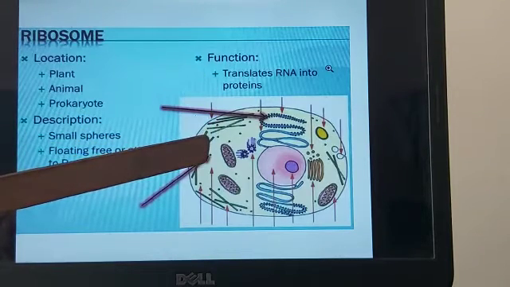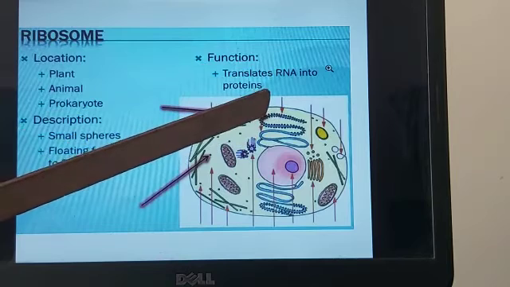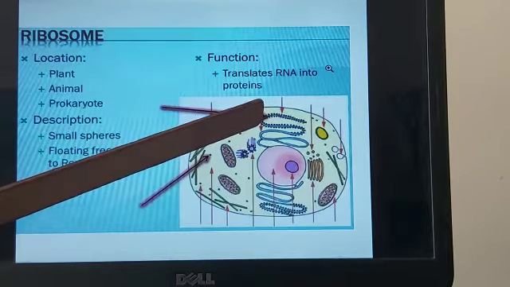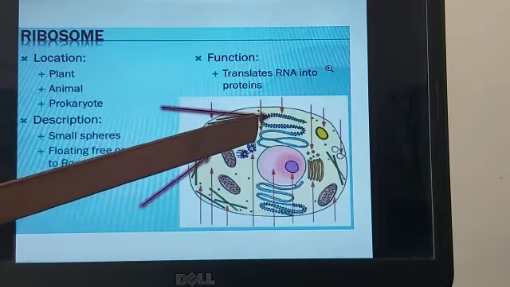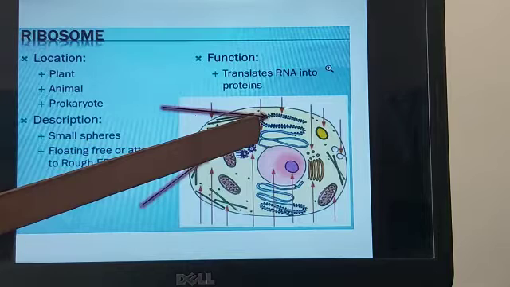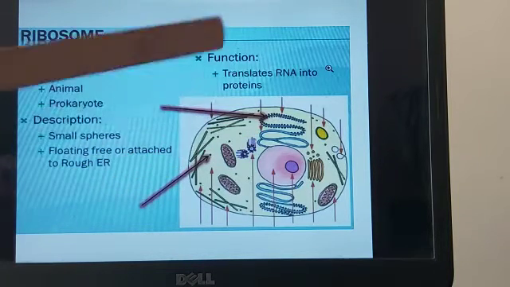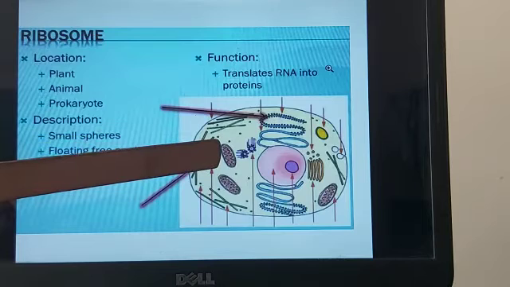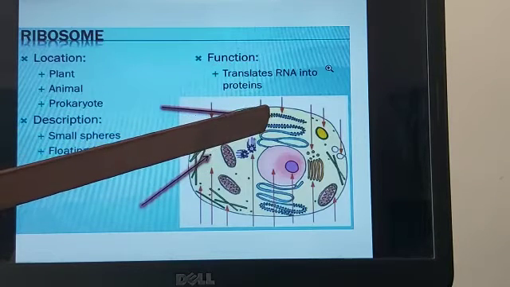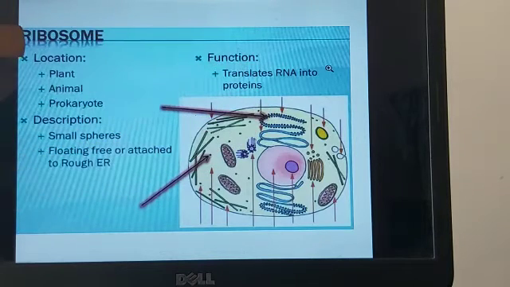This is a ribosome. The ribosomes are also present attached to the endoplasmic reticulum, making it rough endoplasmic reticulum. If the endoplasmic reticulum does not have ribosomes, it is known as smooth endoplasmic reticulum. So the ribosomes are present either freely in the cytoplasm or attached to the endoplasmic reticulum. Ribosomes are present in plant cells, animal cells, and this is one cell organelle which is also seen in prokaryotes.